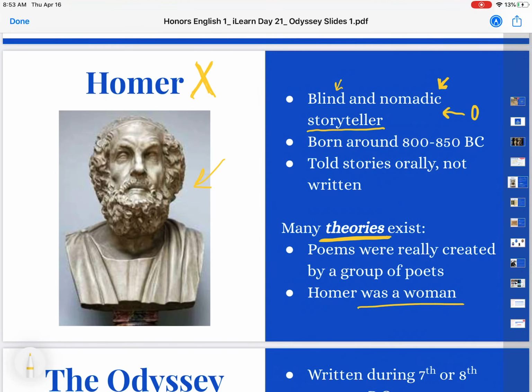Does it matter in the long run? It does not matter in the long run. But these theories exist, and it's important to know that we're not sure that he wrote it. It's not like we can say he's like Stephen King, who we know for sure wrote something, right?